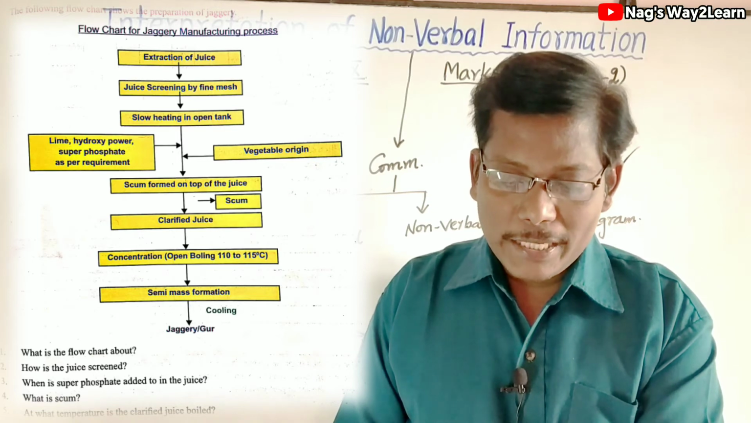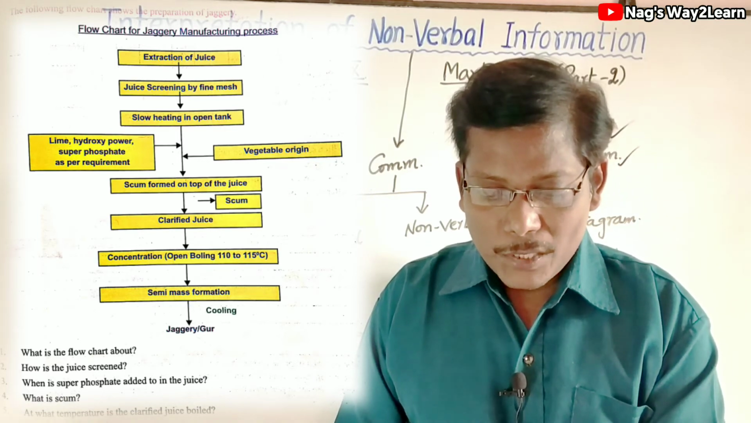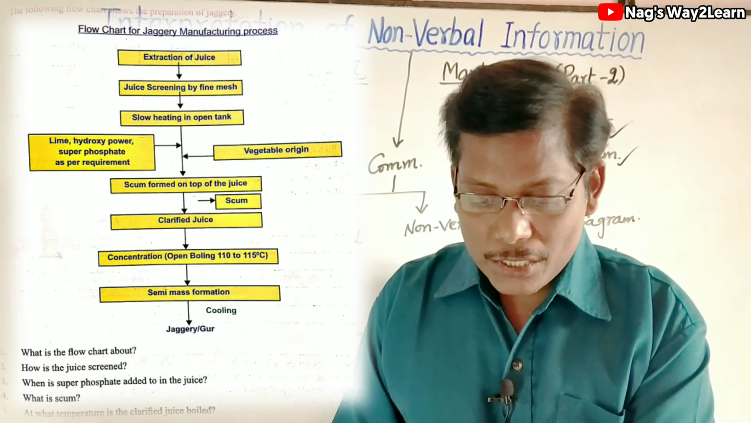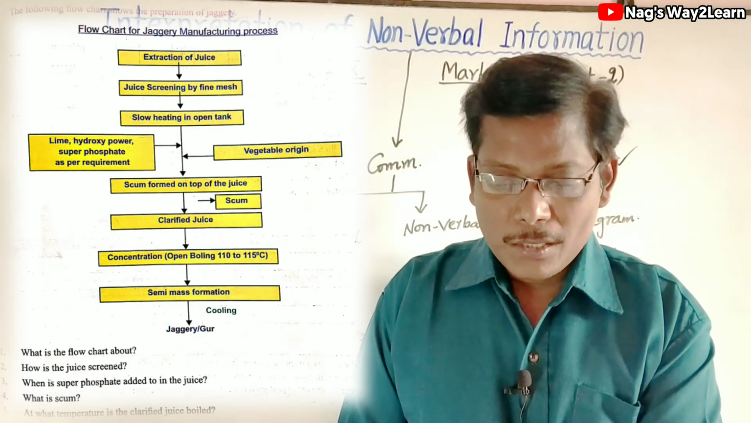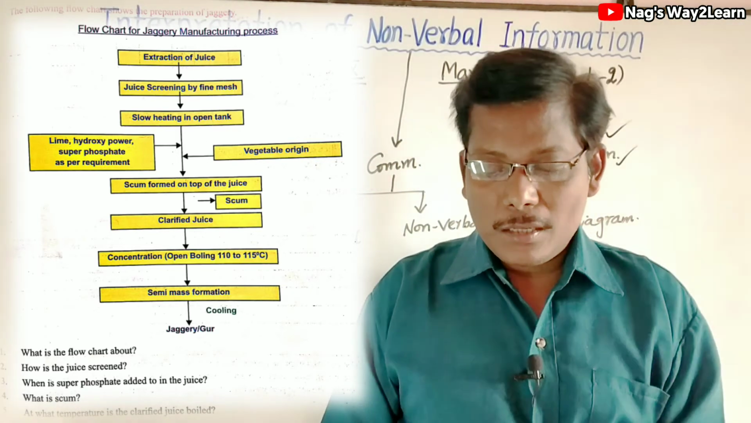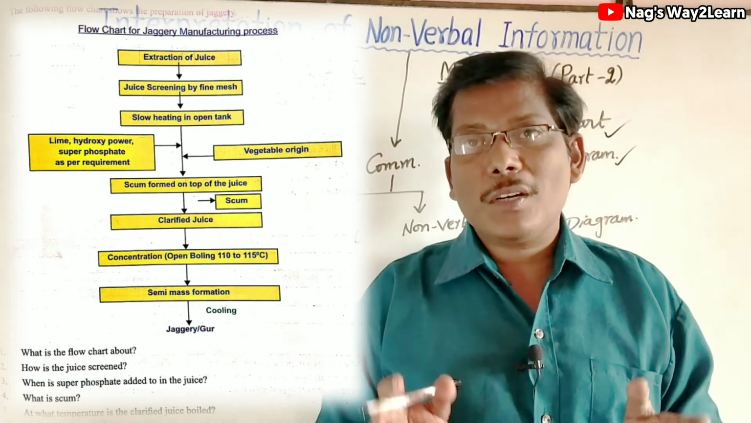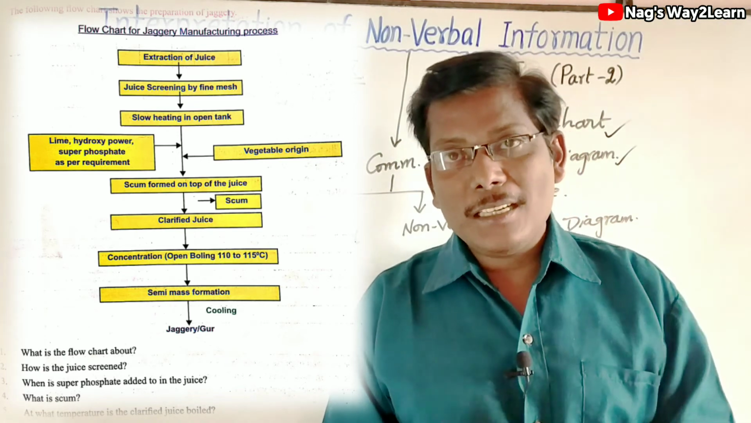After doing slow heating in open tank, lime hydroxy powder and superphosphate as per requirement are added, and vegetable origin is also added. Okay, after the third step. So you need not know the complete details. What is the process of making jaggery? You just try to understand what is given here. So you need not go into the technical details.